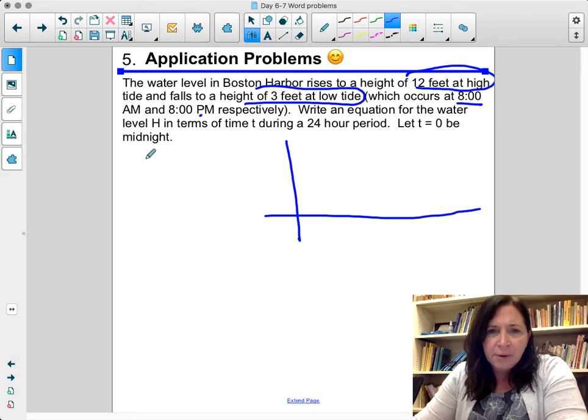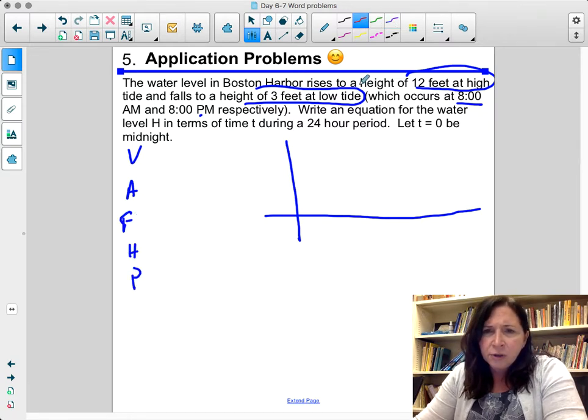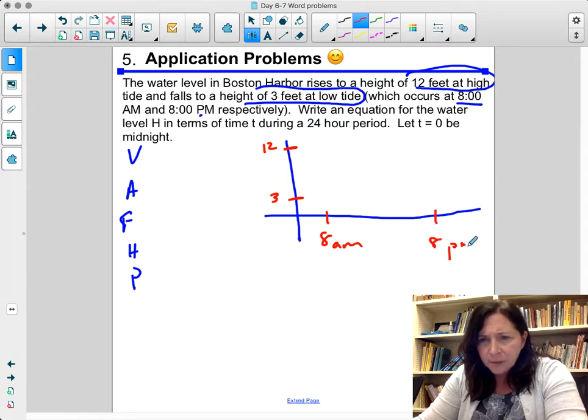Okay, so anyway, I'm going to write the VAFHP: V, A, F, H, and P. So we've got vertical shift. The water level has a height of 12, so up here is 12. And my low tide is 3 feet. It says that happens between 8 a.m. and 8 p.m. Okay.